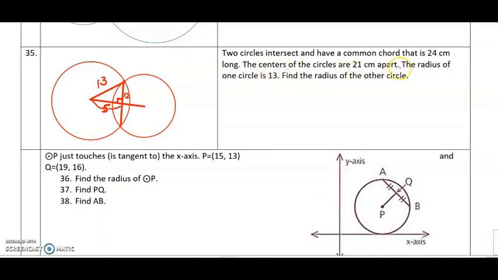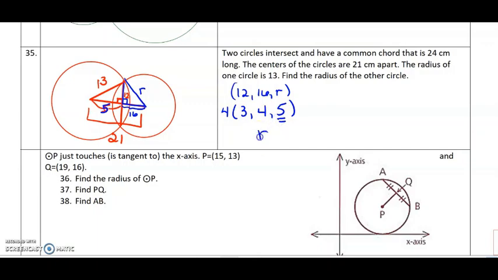The centers of the circle are 21 apart, so this whole distance here is 21. This distance here is 5. That makes this distance here 16. So now I have a 12, 16, my other radius. Can factor out a 4 there. My radius of the other circle is 20.